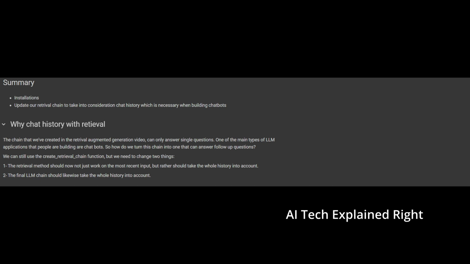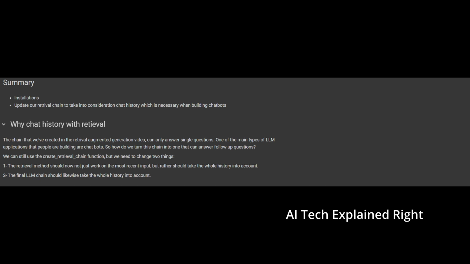So the question that we should ask here is, why chat history with retrieval? The chain that we've created in the retrieval augmented generation video can only answer single questions. One of the main types of LLM applications that people are building are chatbots. So how do we turn this chain into one that can answer follow-up questions? We can still use the create retrieval chain function from the retrieval augmented generation video, but we need to change two things. The retrieval method should now not just work on the most recent input, but rather should take the whole history into account. The final LLM chain should likewise take the whole history into account.